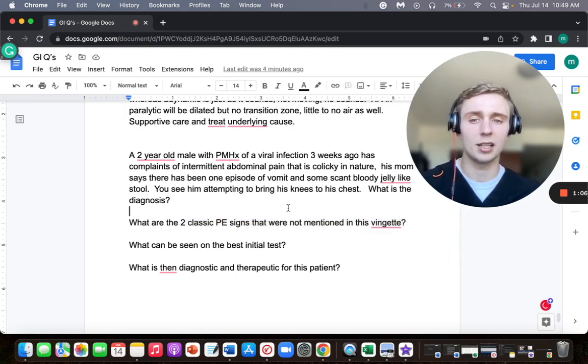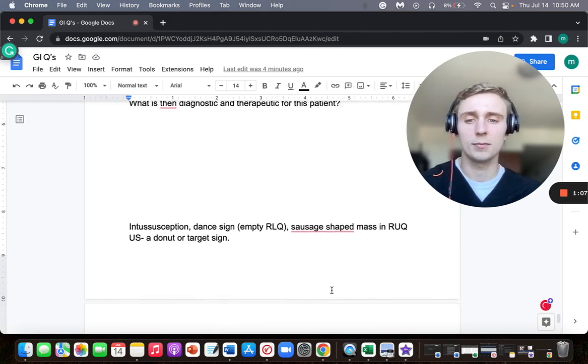What is the diagnosis? What are the 2 classic physical exam signs that were not mentioned in this vignette? There's quite a few physical exam signs. What can be seen on the best initial test of this condition? And what is then diagnostic and therapeutic for this patient? So how are we going to treat this?